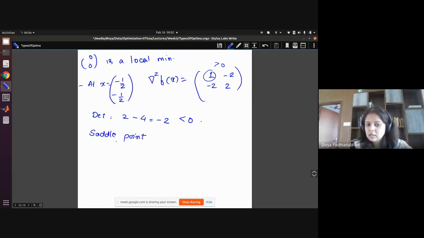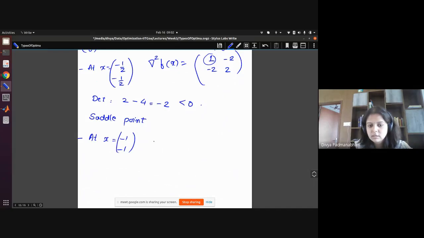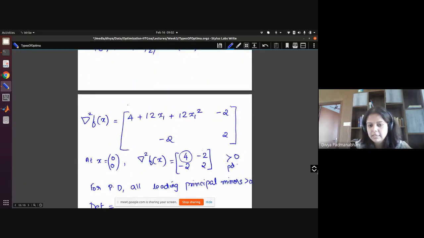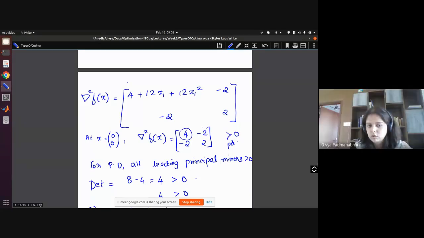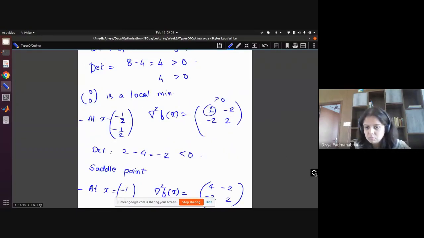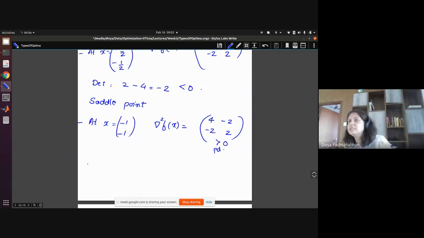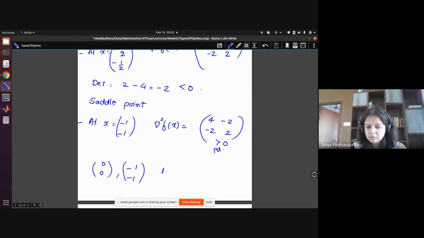Okay, so now let us see what about this one more term, right? At x equals -1, -1. So what is the Hessian here? Again, these terms are constants anyway. So what do you get here? It's 4 only, right? 4 minus 12 plus 12. So it's just 4. So this one also is positive definite, the same thing that we had here. So this point is also a local optimum. This is an example of a case where the optimization problem has multiple local optima. So 0, 0 and -1, -1 are local minima.